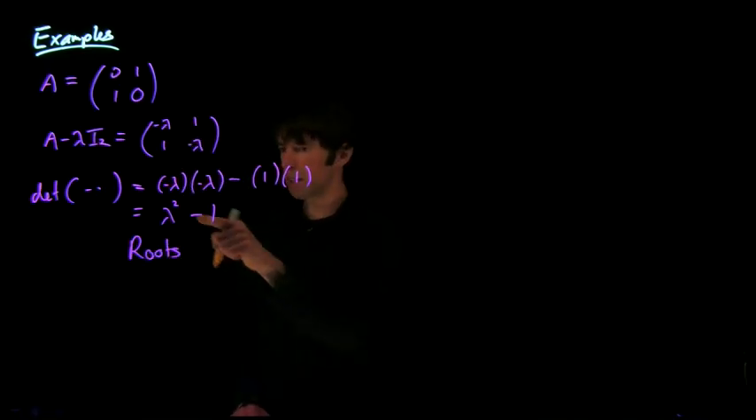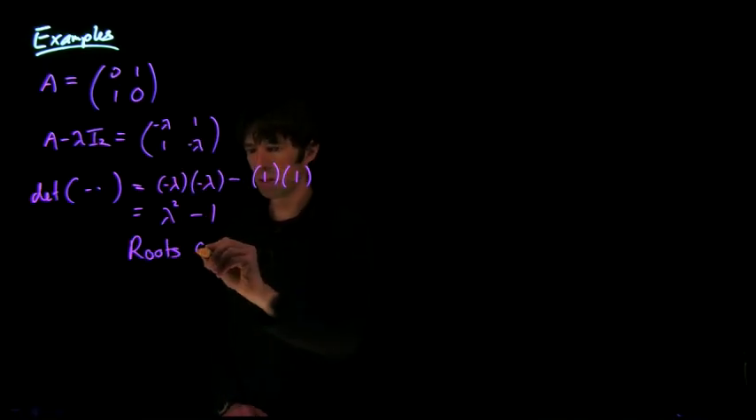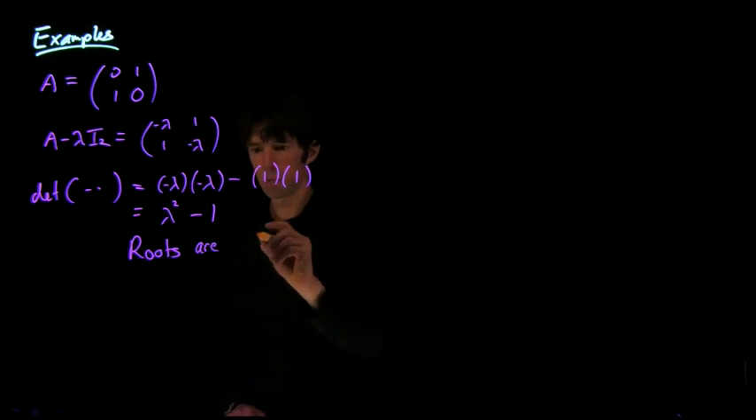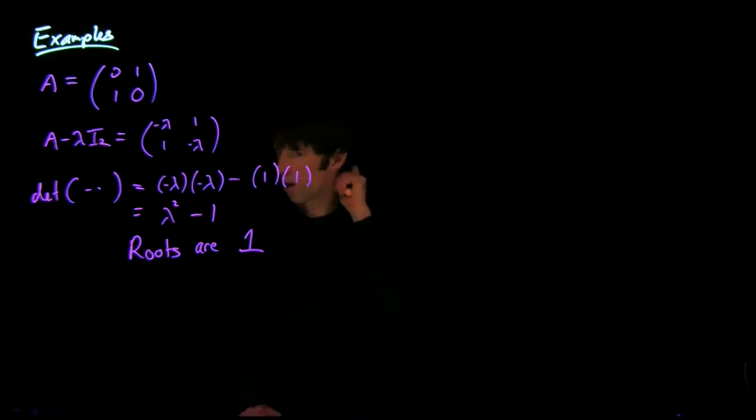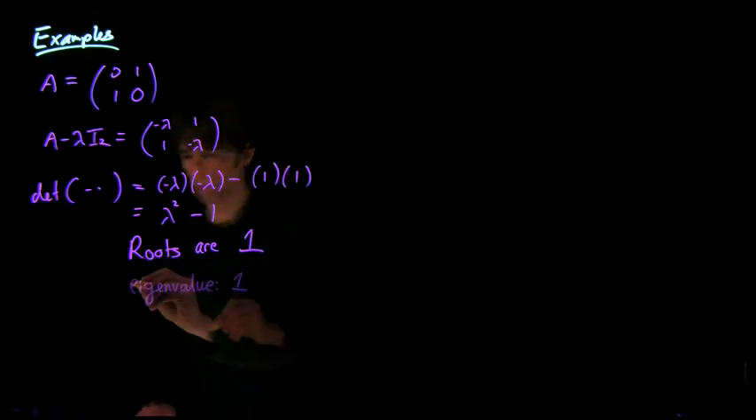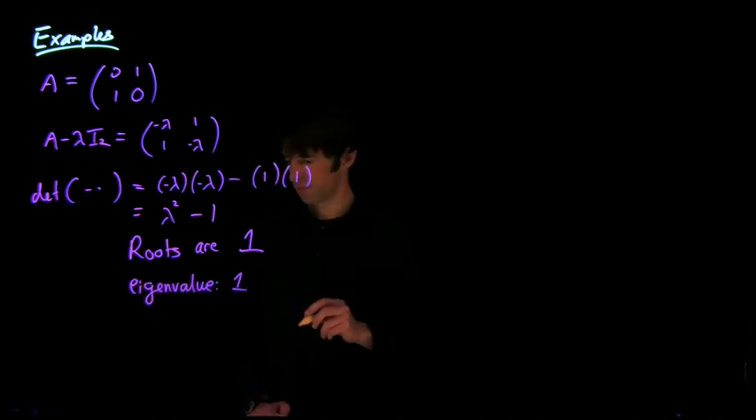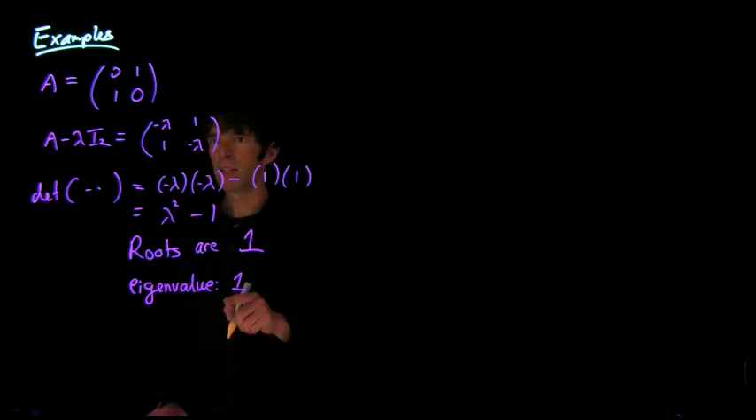And the roots, the values of lambda that make this equal to 0, are both 1. So I've got two roots. I've got 1 is a repeated root. So I've got an eigenvalue of 1. That's our only eigenvalue in this case. Now we need to plug in lambda equals 1.